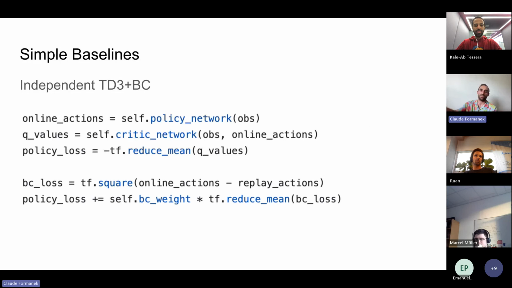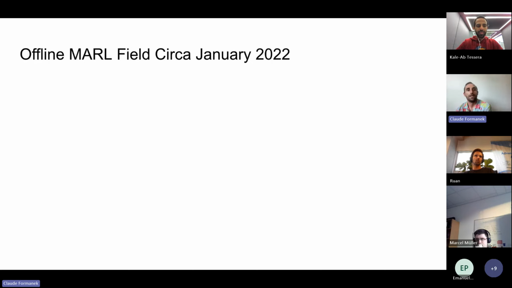Plus BC means you just add this term to your loss that says try to behavior clone what you see in the data set as well. So the last two lines are literally all you have to add to your TD3 algorithm, and then boom, you have TD3 plus BC. So you can just do independent TD3 plus BCs, and then you have a naive offline MARL algorithm for continuous action spaces.